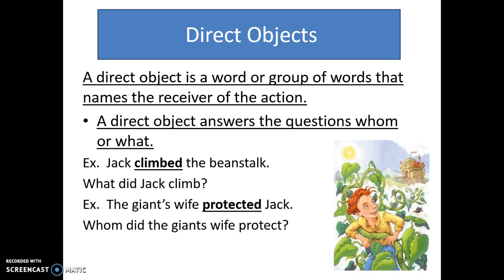I, of course, am going to make it much easier for you. Examples, which you do not have to write, is Jack climbed the beanstalk. What did Jack climb? Up the beanstalk. The giant's wife protected Jack. Whom did the giant's wife protect? Oh yeah, Jack. Therefore, beanstalk and Jack are direct objects.